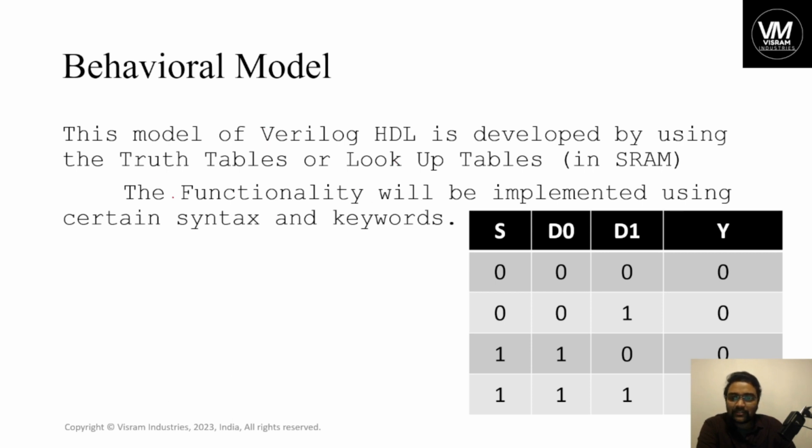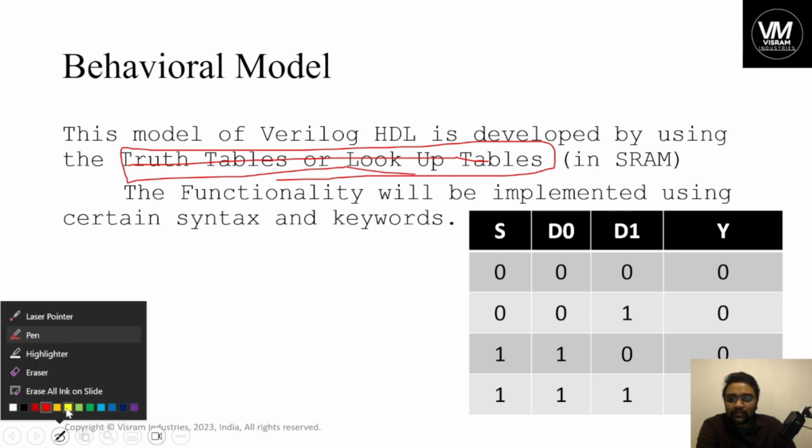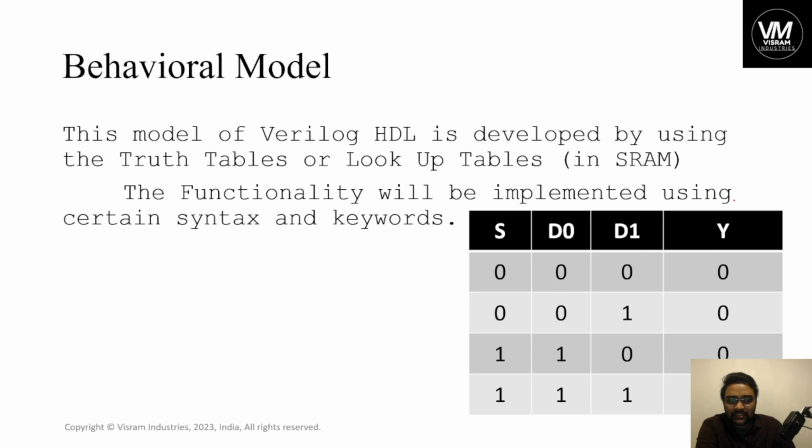It takes the examples from lookup tables. It takes the logic and functionality from the truth table or lookup tables. So lookup tables or truth tables work in this kind of way. Now I have considered an example of a multiplexer.